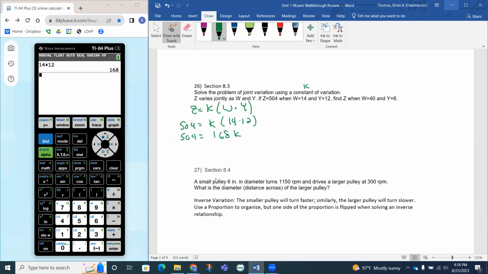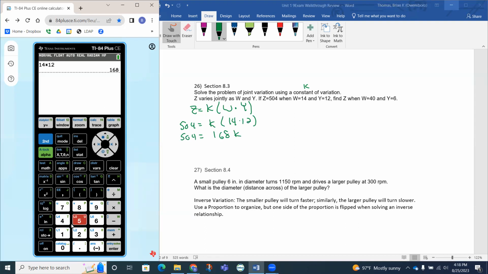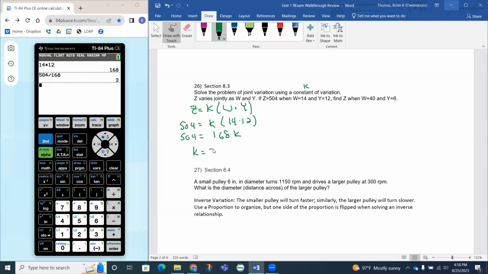So all I have to do is divide both sides by 168. So 504 divided by 168 is going to give me 3. So the constant of variation is going to be this 3. This allows me to find Z when I know W and Y.